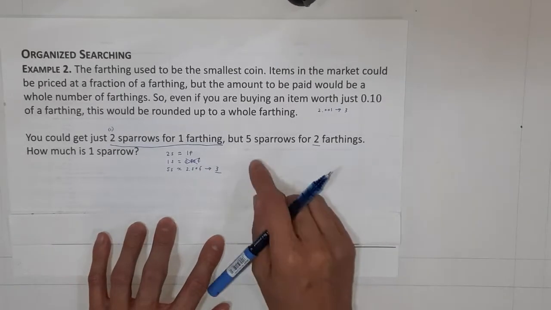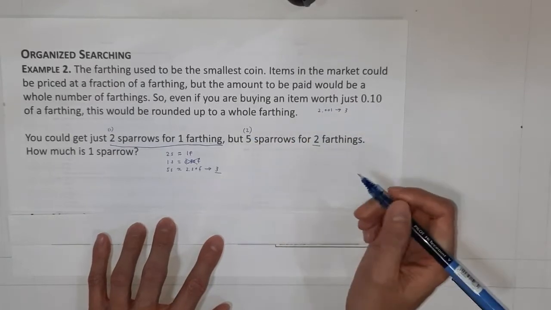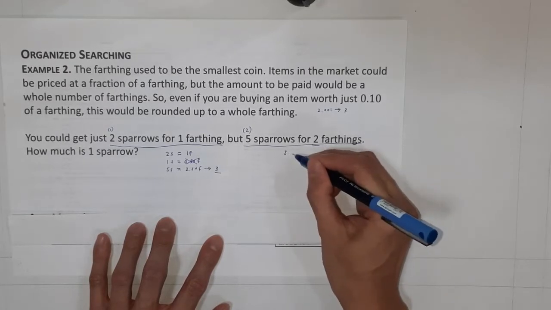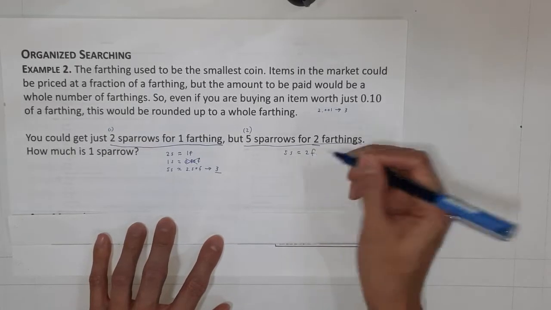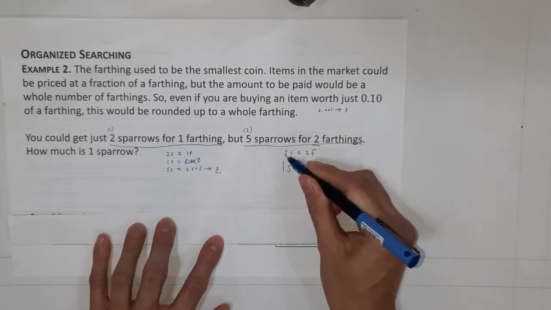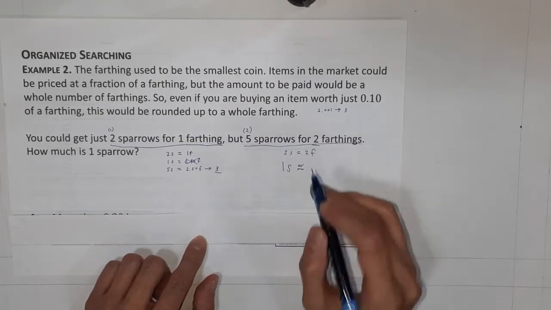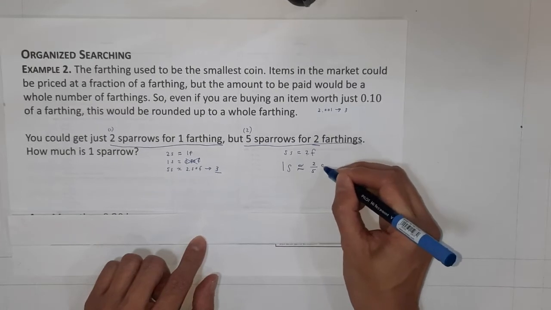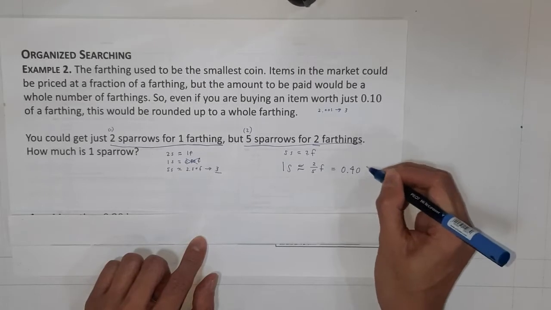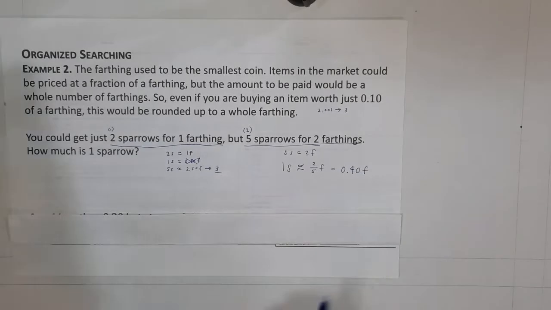So ano ang ating pwedeng gawin? Let us look at the second given. Tawagin natin itong sentence 2. If 5 sparrows costs 2 farthings, magkano ang isang sparrow? I-divide lang natin both sides by 5. 5 divided by 5 ay 1 sparrow. 2 farthings divided by 5 ay 2/5 of a farthing. Convert that to decimal, yan ay magiging 0.4 of a farthing. Pwede bang yan ang presyo ng isang sparrow?